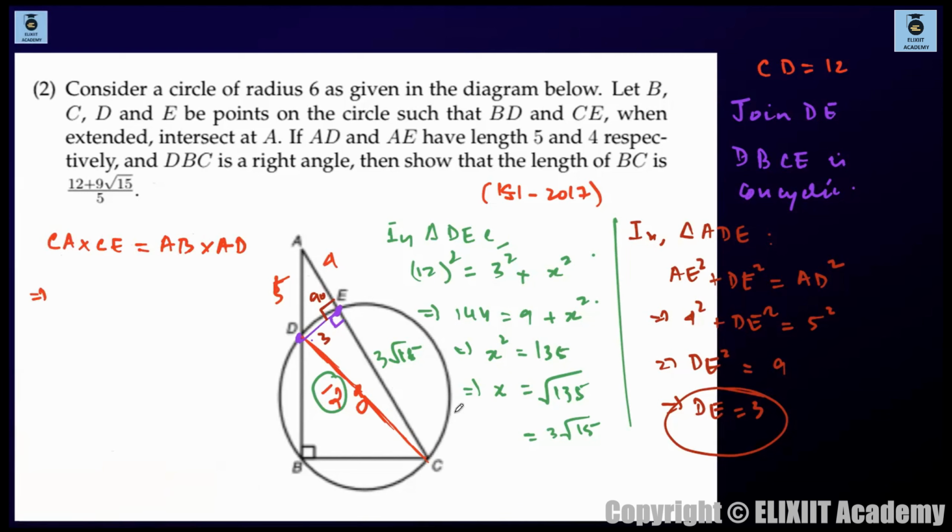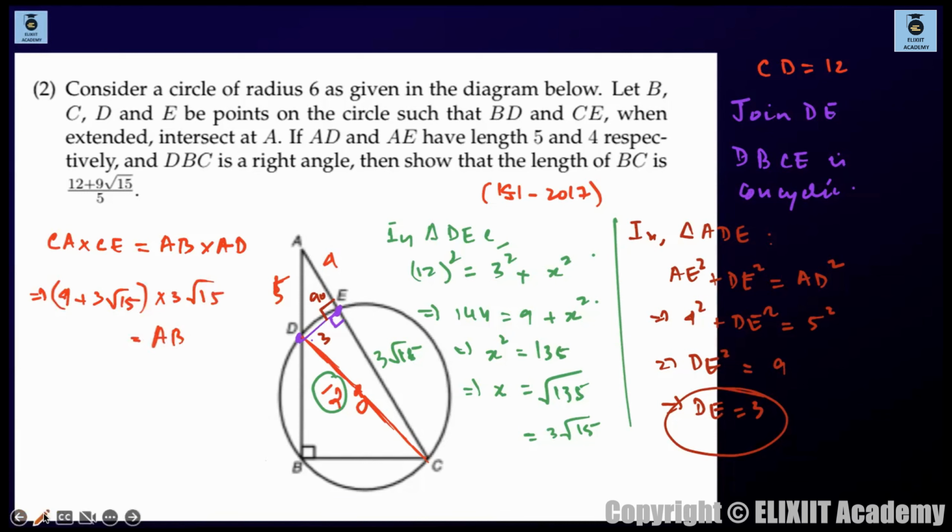So we have CA times CE. CA is where? CA is this. CA is 4 plus 3 root 15. So 4 plus 3 root 15 times CE. CE is 3 times root 15, equals AB times AD. AB is not known to us.